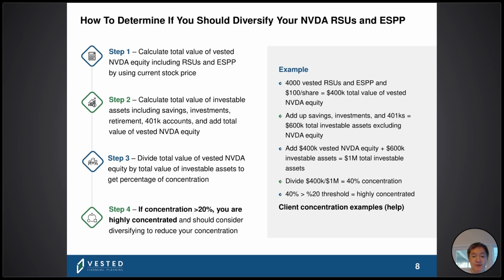You divide your $400,000 of NVIDIA value by your $1 million total, 40% concentration. Your 40% is more than the 20%, so you're highly concentrated. If you are, then you ought to think about diversifying.